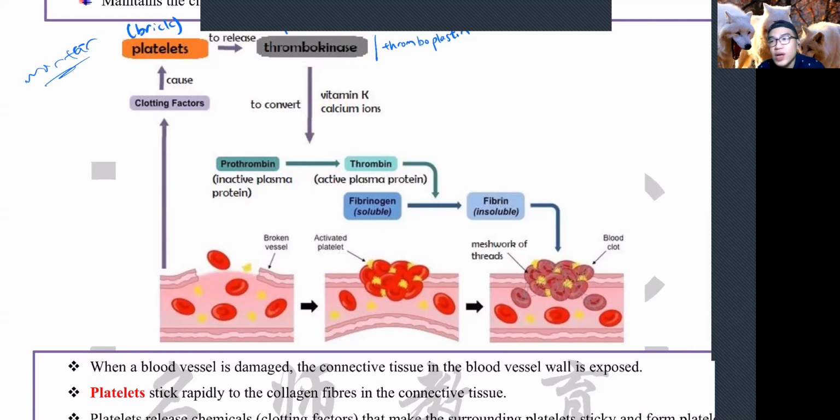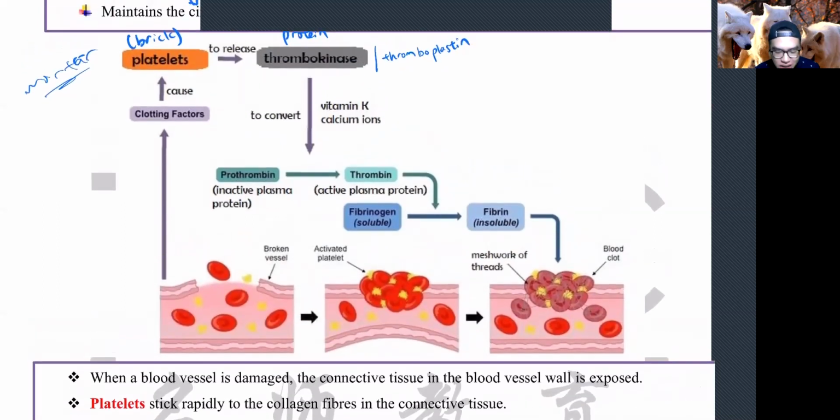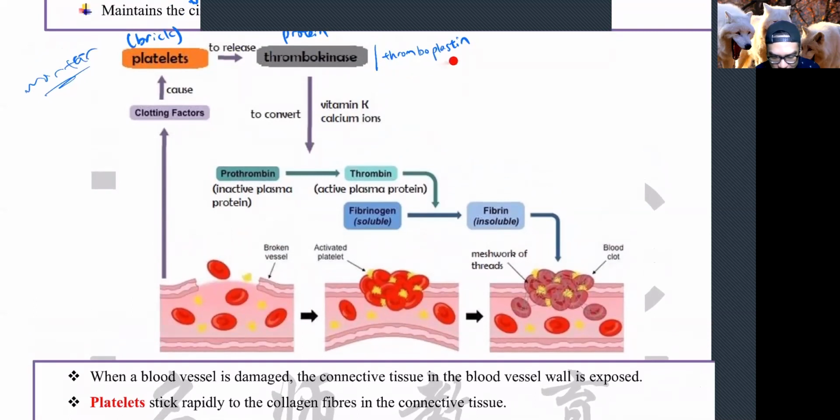For me, I use thromboplastin, because the plastin sounds like plaster. The plaster is to stop bleeding, isn't it? So thromboplastin is like a plaster. This thromboplastin will convert your prothrombin, which is another protein, into thrombin. This one you must remember: convert your prothrombin to your thrombin.